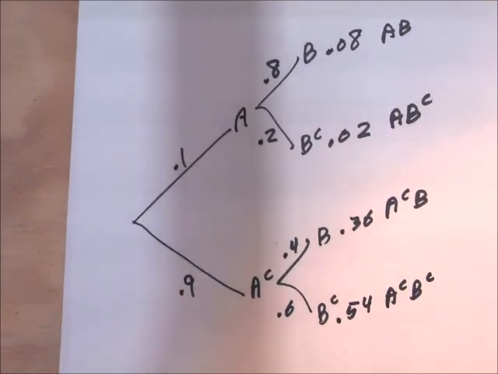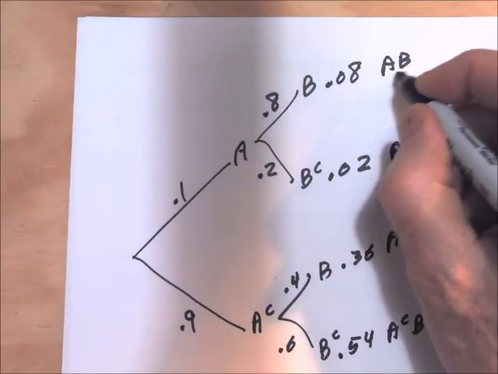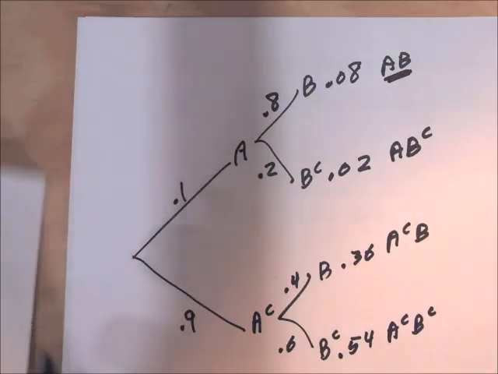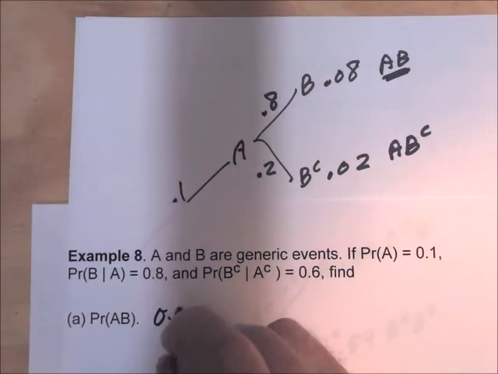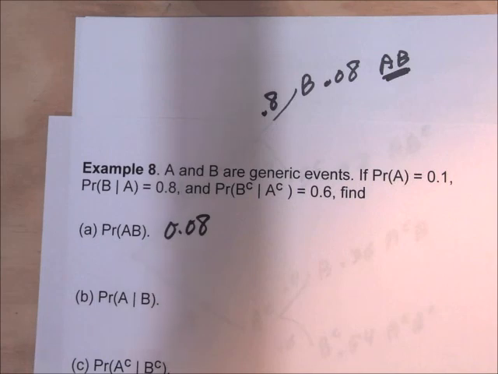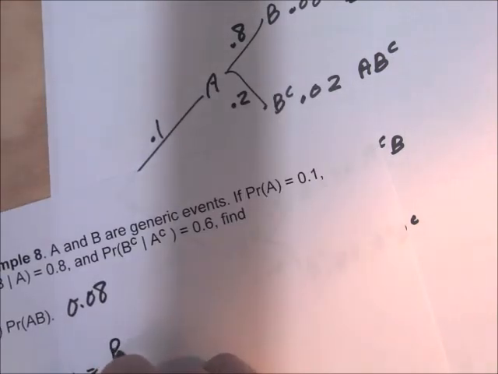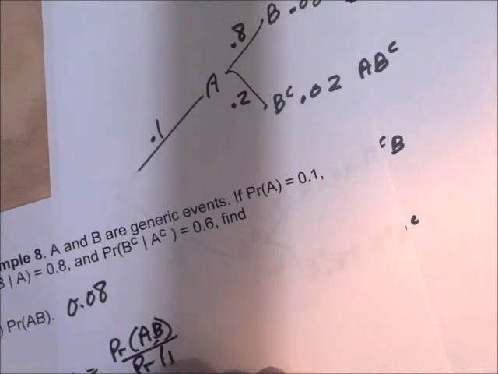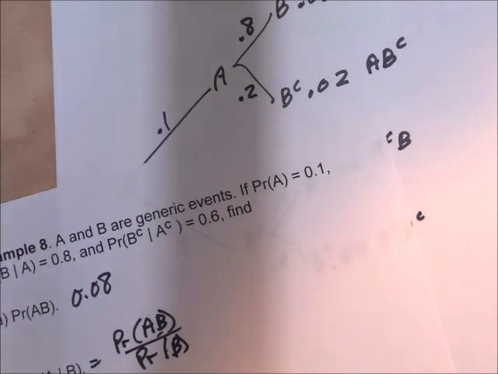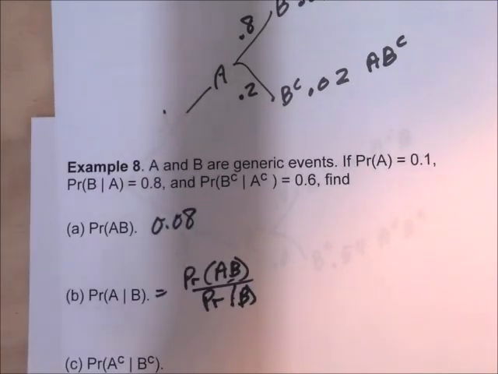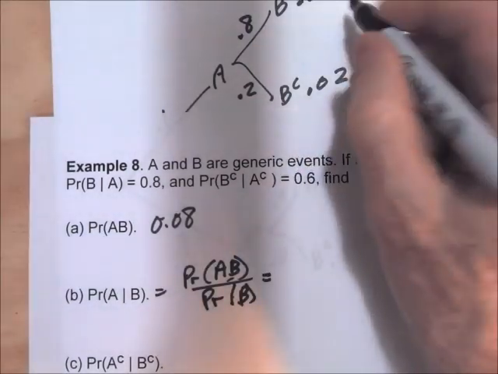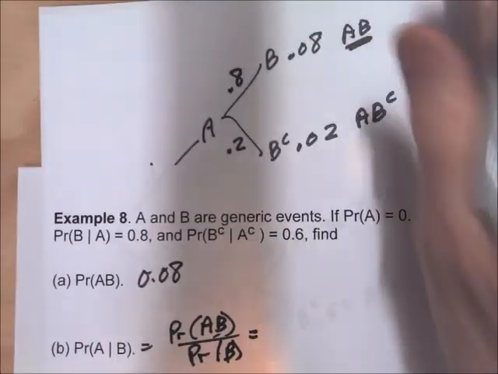Okay, so then we can go back and answer our questions. Probability of A and B, that's 0.08. That's from the tree. Probability A if B. So that's going to be the probability of both, divided by the probability of B. So the probability of both is the 0.08.